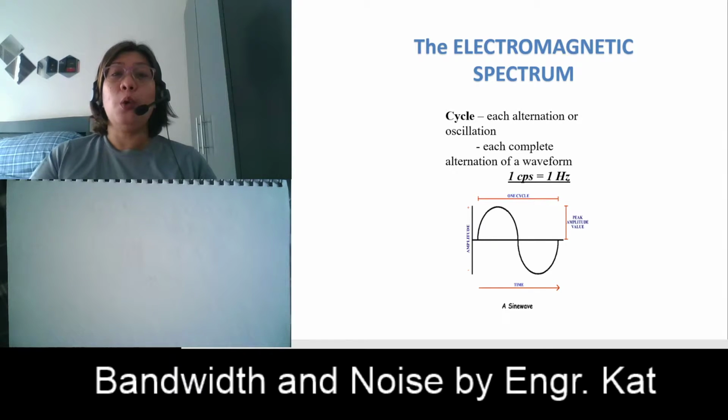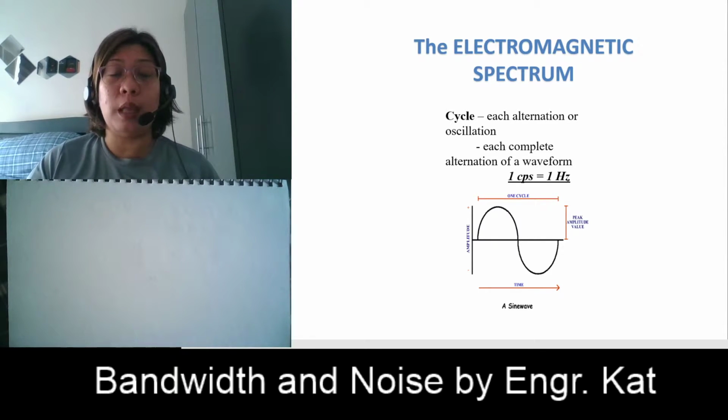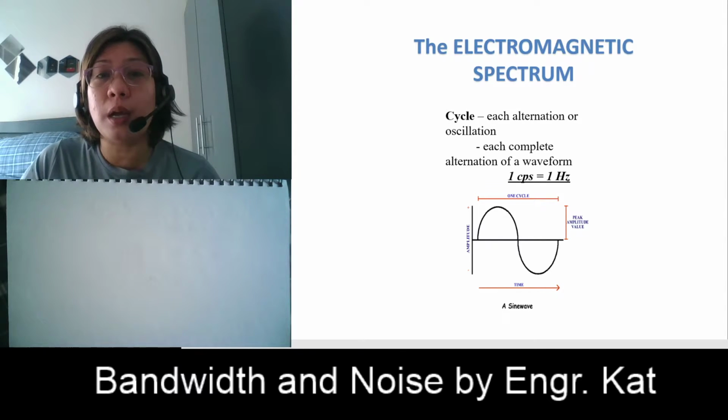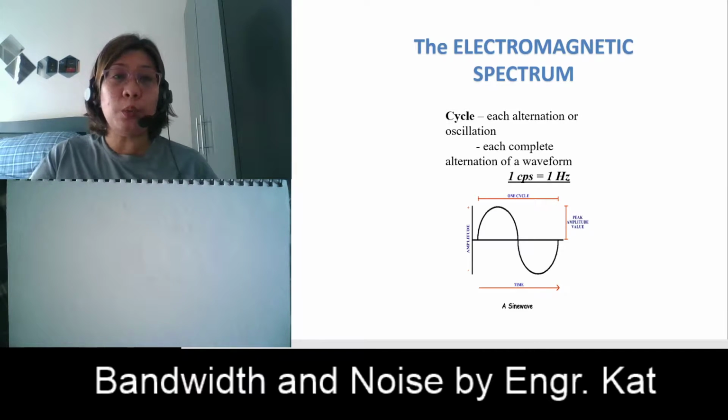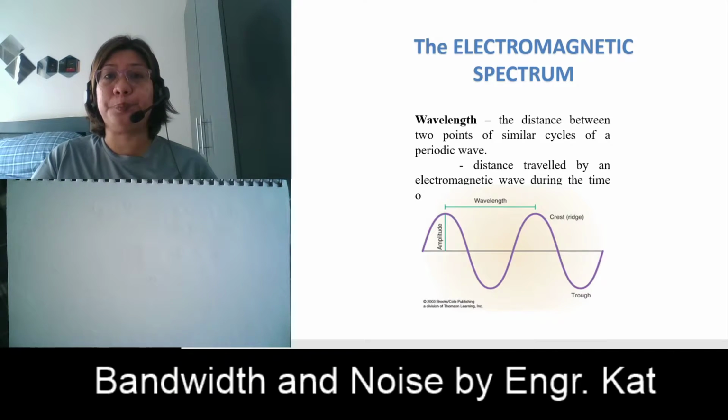We can specify frequency as cycles per second, although we mostly use the unit hertz. Here is one complete cycle. Usually we make use of a sine wave. And then we have another term, which is wavelength. Wavelength is the distance between 2 points of similar cycles of a periodic wave.